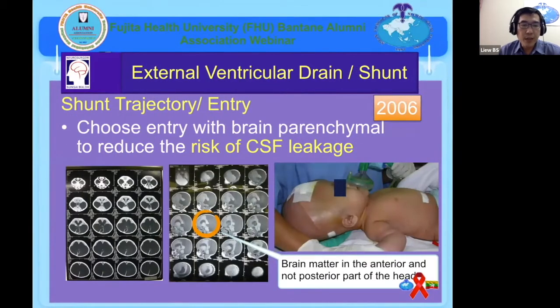And again, sometimes a big space doesn't mean that it is the best place to put a drainage. A good example is this case, where there's no brain parenchyma to so-called tamponade, to reduce the risk of CSF leakage around the shunt site. And in this case, we performed a frontal shunt to reduce the risk of any CSF leakage around the subgaleal space.